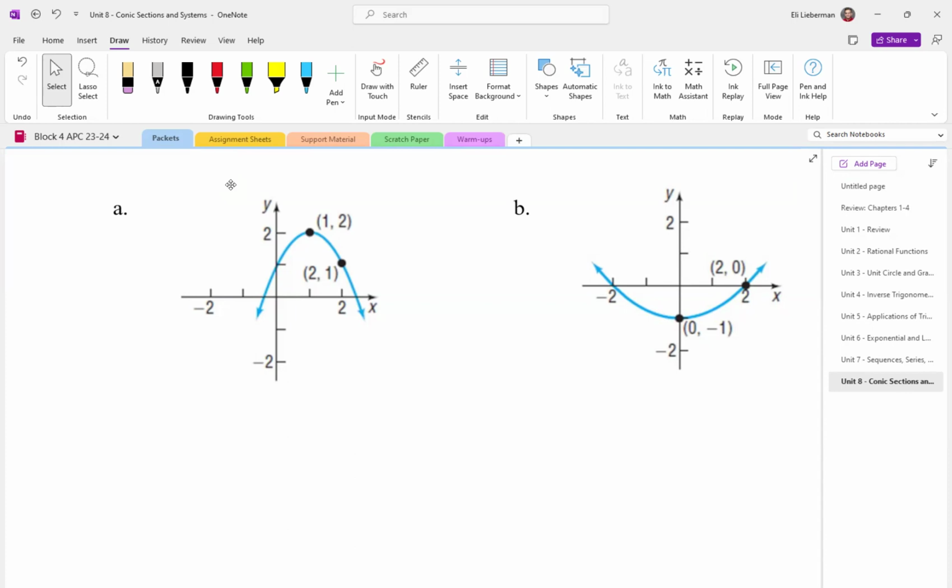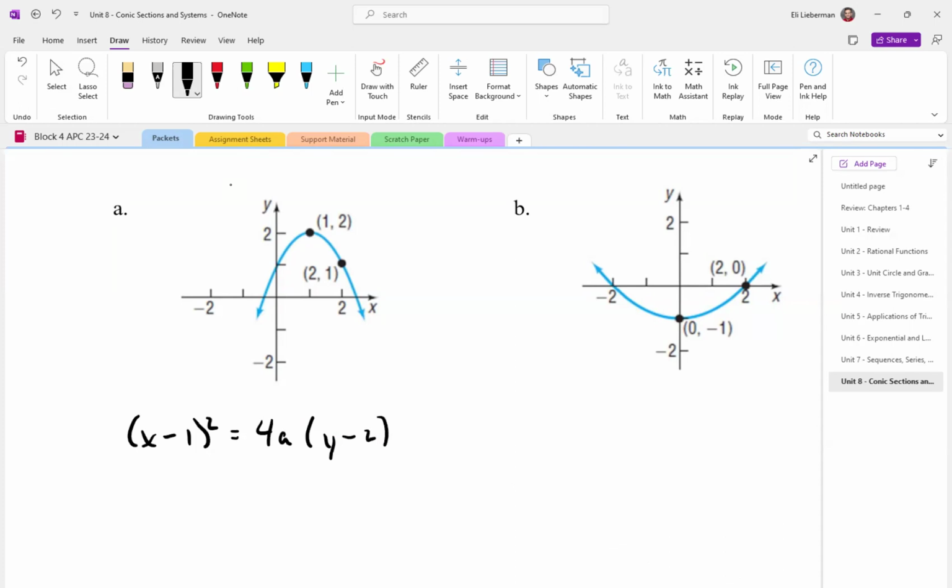Okay, who can help me out with this? Yes, Sabrina. It's vertical. So it's (x minus 1) squared equals 4a times (y minus 2). Before we move on, are we good with this? Is that a good starting place?